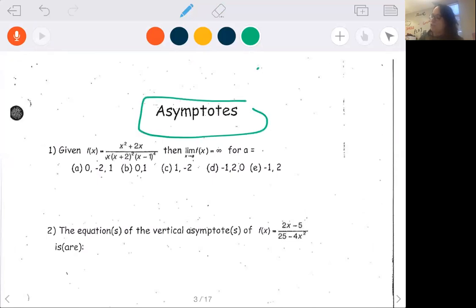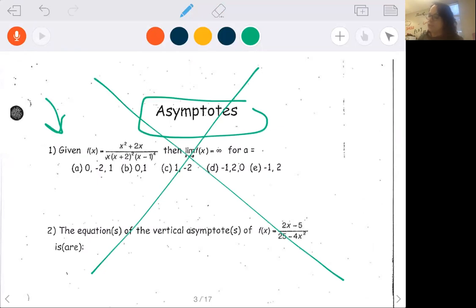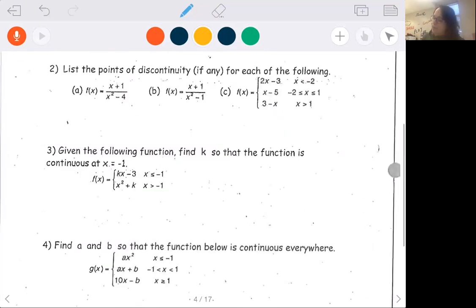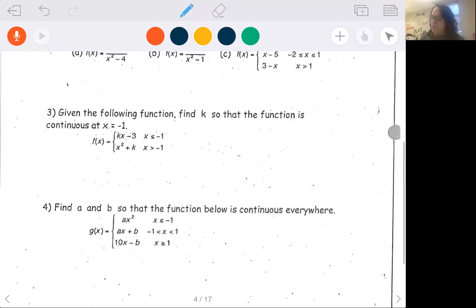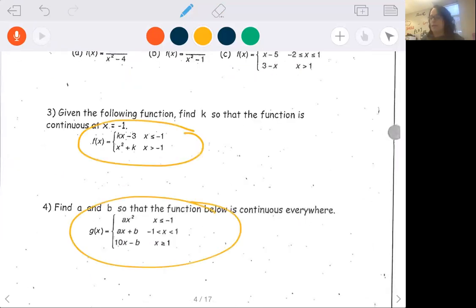Asymptotes, I won't ask you anything about asymptotes. It doesn't mean you don't have to do this page. This page you have to do in the packet, but not on the test. That's a pre-calculus topic more than a calculus topic. As far as continuity, I will ask you to find a value k or a value of a that makes a function continuous. So this page is fair game.